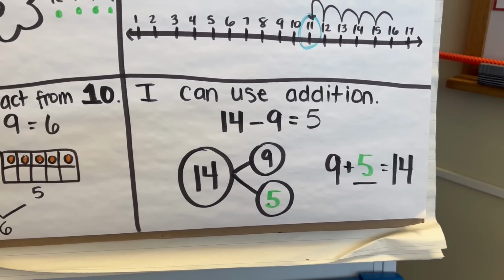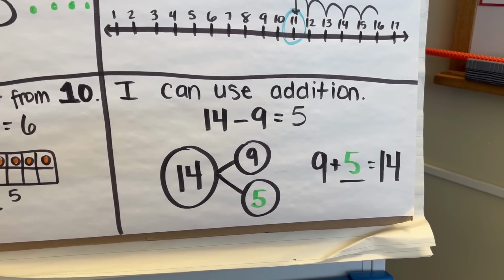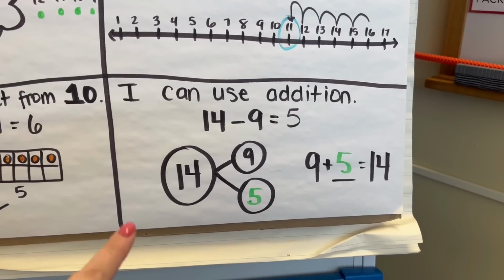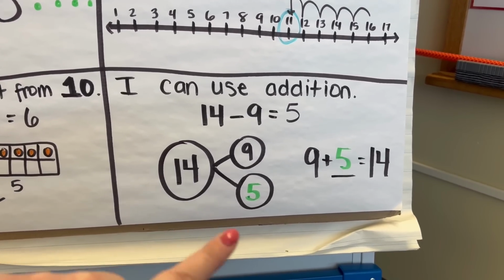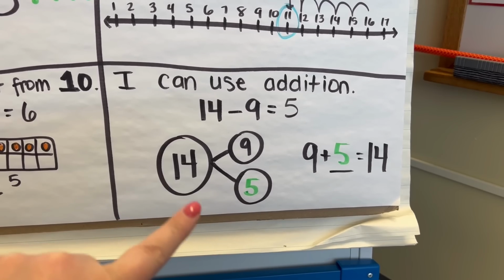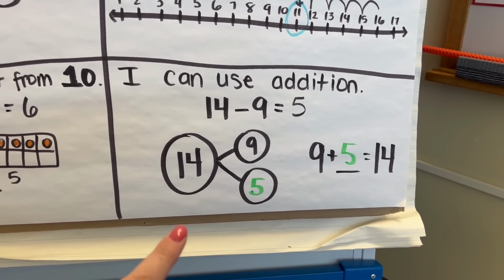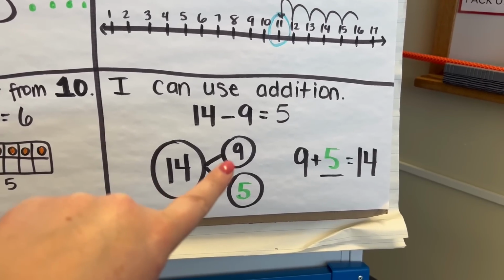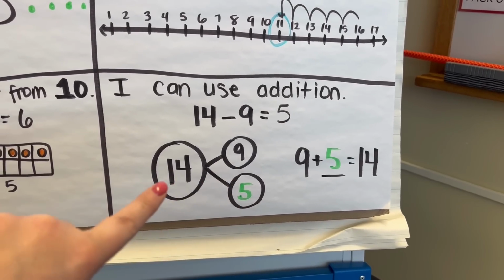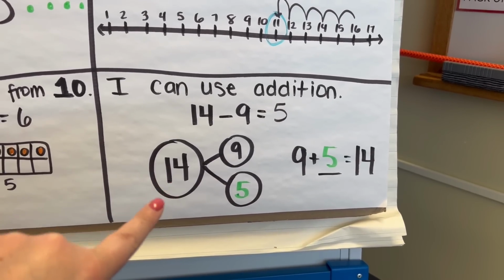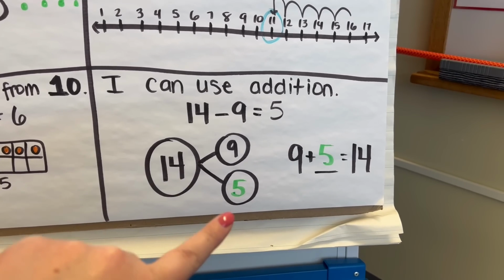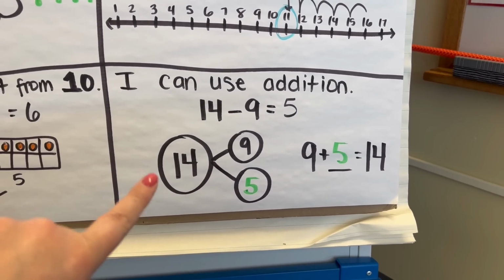And then this one here is I can use addition, 14 minus 9 equals 5. So here I really want students understanding the relationship between addition and subtraction. And a number bond is a great way to show that. So if we know 14 and 9, we're looking for this missing part, we know it's the same. We know that 14 minus 9 is the same as 9 plus what equals 14.